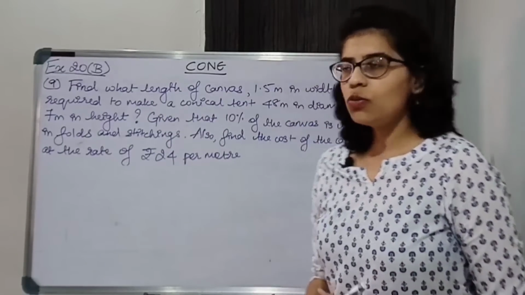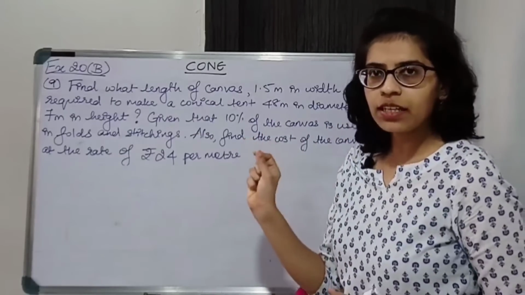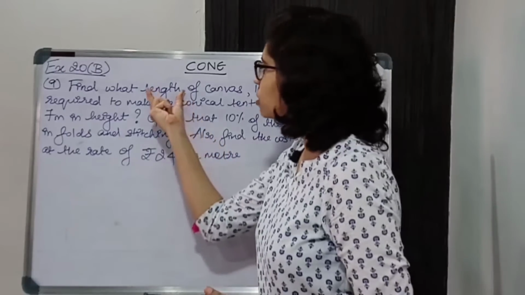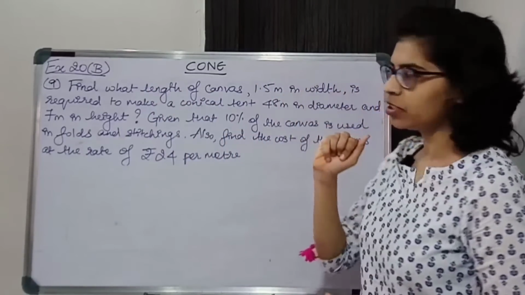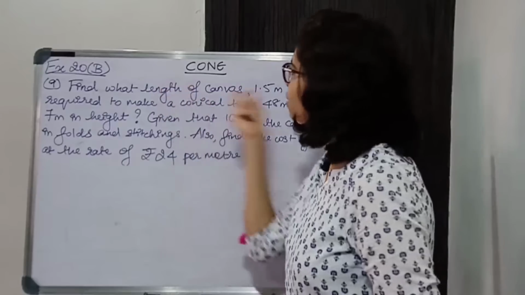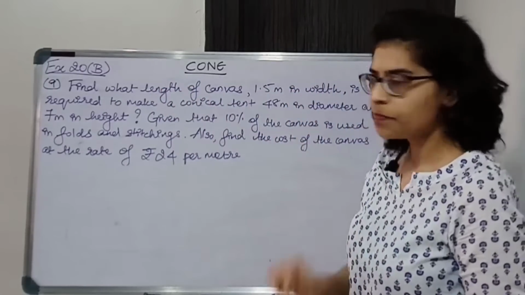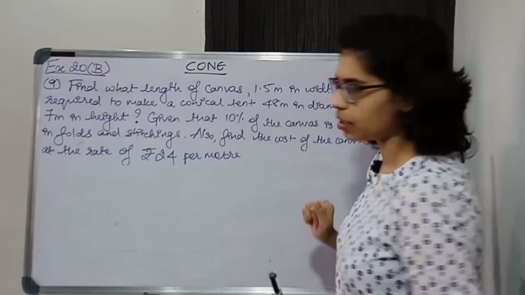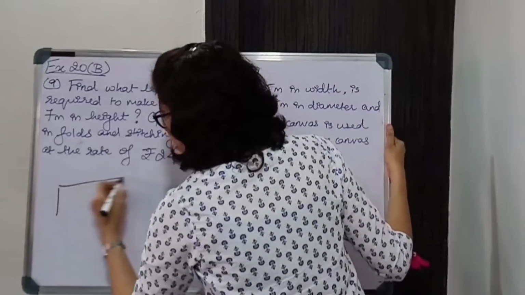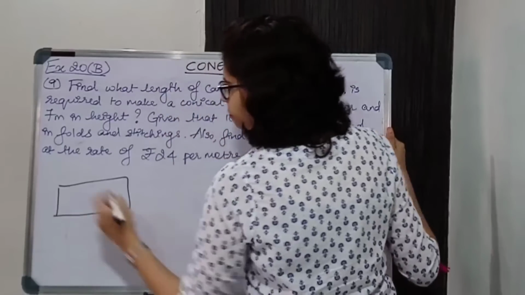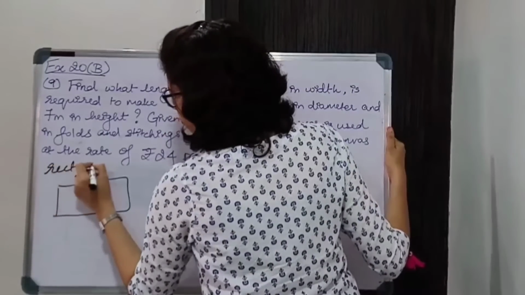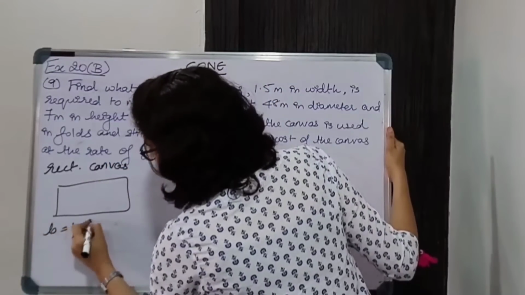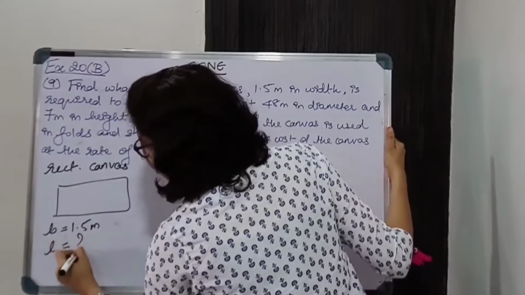Now, you are having a canvas, okay? Canvas is rectangular. How do you know it is rectangular? You are supposed to find length and it has some width. Width, that is breadth. So length and breadth, that is rectangular. Okay, so you are having a rectangular canvas out of which you are making a conical tent. So एक rectangular canvas है. We know breadth is 1.5 meter, but we don't know the length. Okay, we have to find the length.